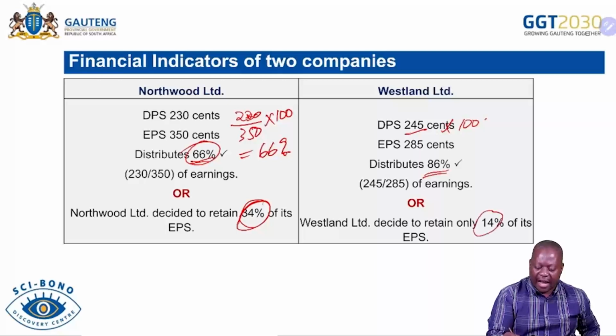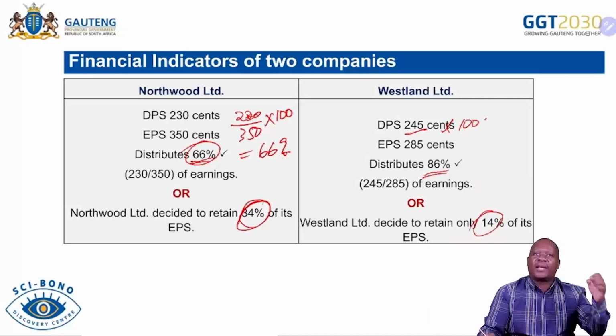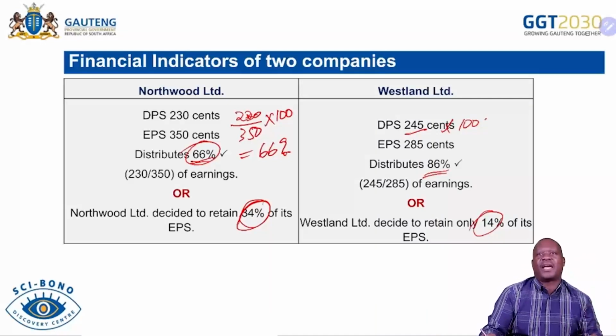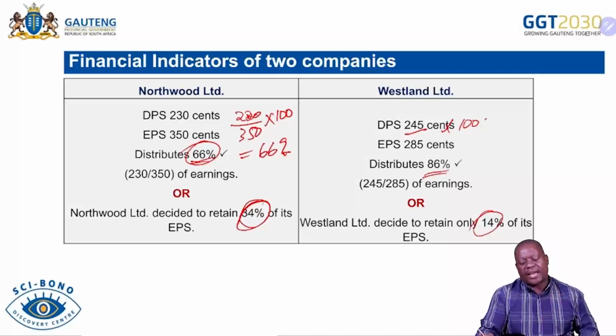And how much are they retaining? 14%. Two companies. The one is retaining about 34% of their earnings. The other one is retaining only 14% of their earnings. Why can two companies do something like this? Please take note of this.